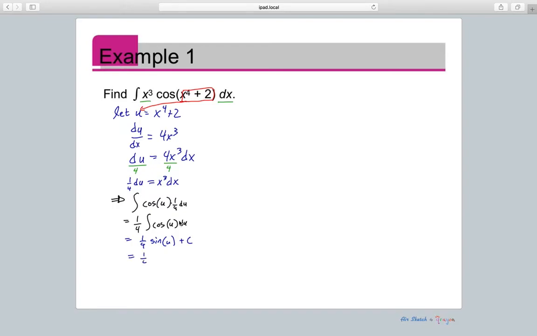So that's 1/4 sine, putting it back in terms of my original variable. u was x to the fourth plus 2. So x to the fourth plus 2, plus c. And again, if you want to check your answer, differentiate this, and you'll note that you get right back to the original integrand, which is x cubed cosine of x to the fourth plus 2.